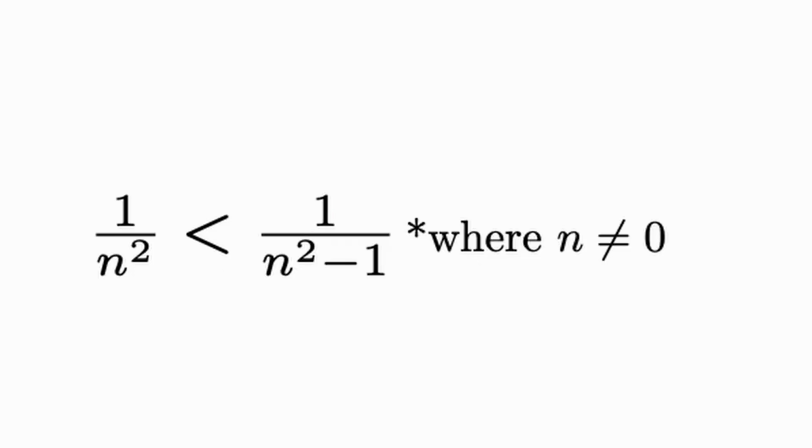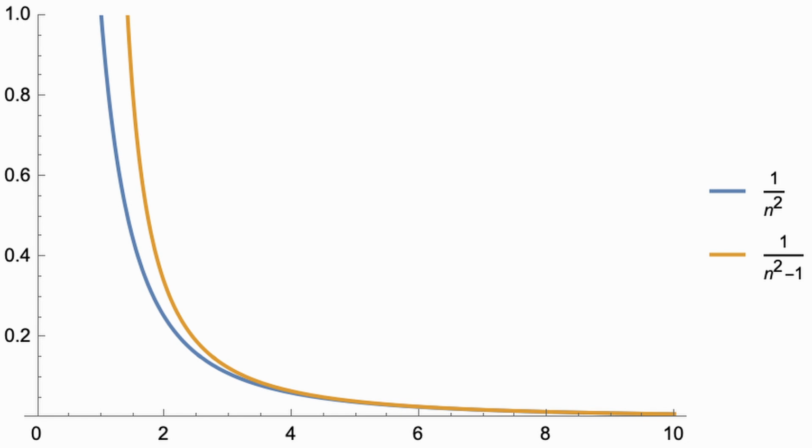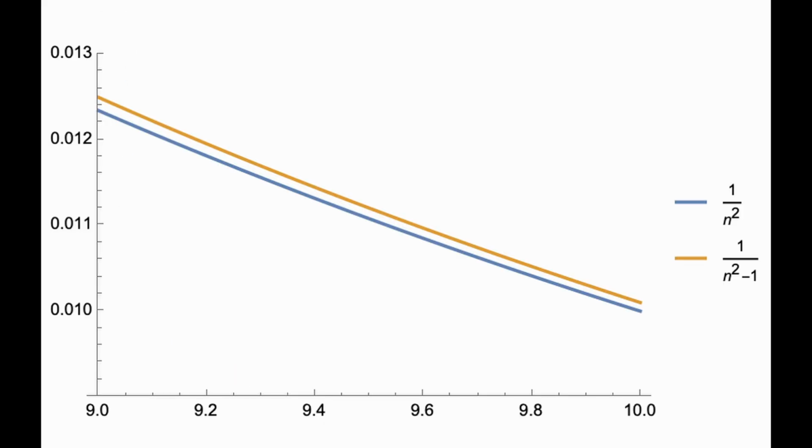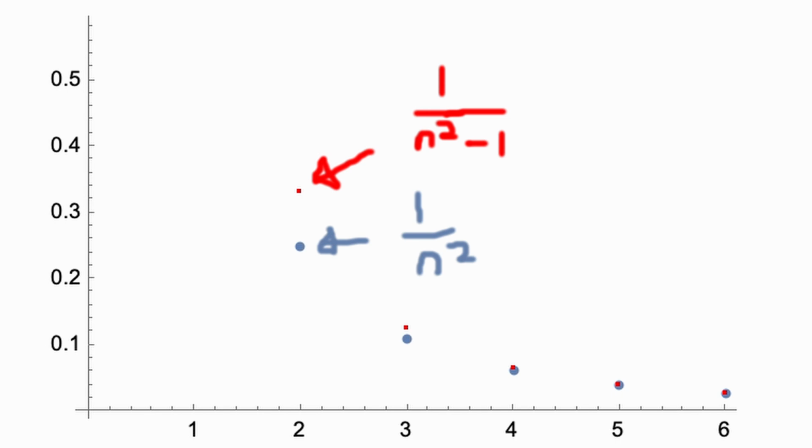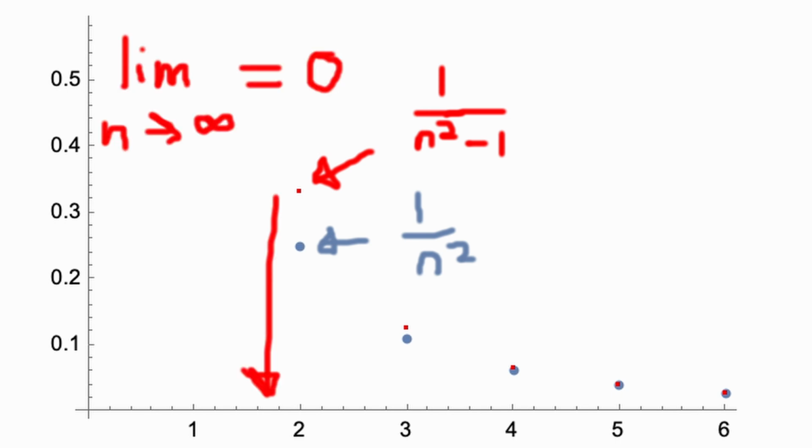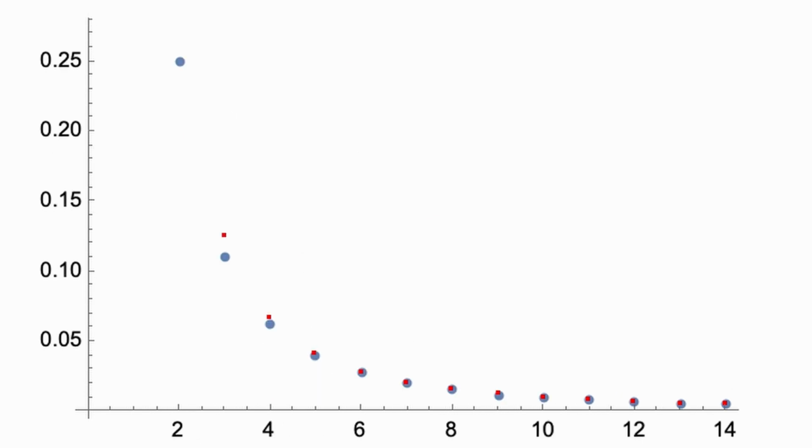1 over n squared is less than 1 over n squared minus 1 because its denominator is larger by 1. Here, they are graphed together, and you can see that the curve of 1 over n squared is always below the other, even when zoomed in. If we can show that the series of 1 over n squared minus 1 converges, we will know that 1 over n squared converges, since each term of 1 over n squared is going to be smaller than the corresponding term for 1 over n squared minus 1.